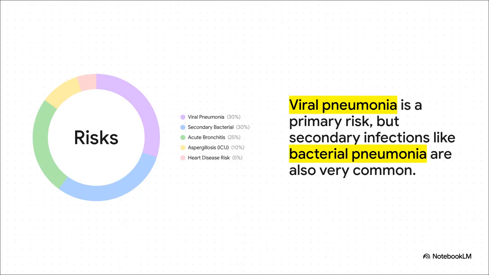You know, the flu itself is bad enough, but it's often what comes after that's truly dangerous. The virus damages the lungs, basically rolling out the welcome mat for other invaders. The most common complication is a secondary bacterial pneumonia. It's a classic 1-2 punch. And in the ICU, for the sickest patients, we also have to worry about opportunistic fungi like aspergillus taking hold.